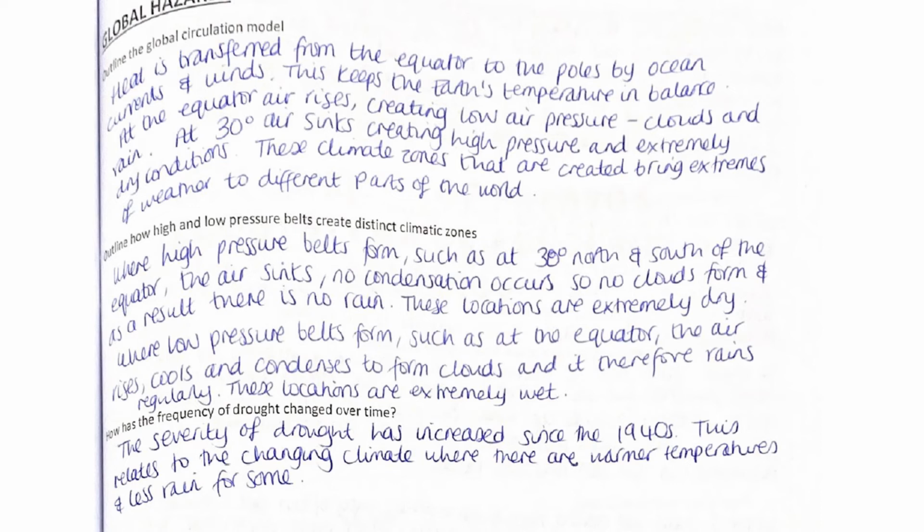That Hadley cell creates distinct climate zones, which bring extreme weather to different parts of the world. At the equator, you've got constant low pressure, so it rains all the time. At 30 degrees, you've got constant high pressure, so it is extremely dry and hot all of the time. Then you've got, how do high and low pressure belts create distinctive climate zones? So where we've got low pressure, it rains. Where we've got high pressure, it's extremely dry. How has this frequency of drought changed over time? It's increasing due to changing climate.